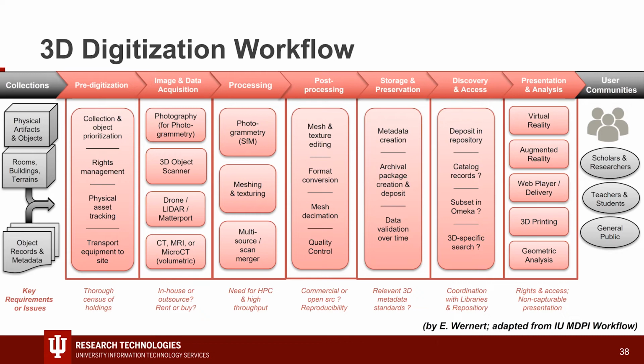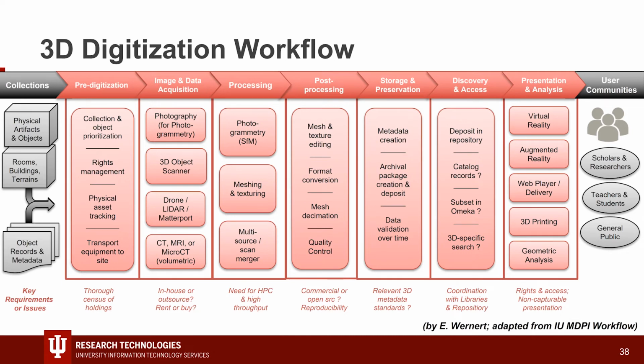Then there's the physical asset tracking. With the Smithsonian, all of their 3D digitization is done in-house, but in a separate building from where the other museums are. They very rarely go to where the object resides because their setups are pretty static. Or you could transport equipment to the site.